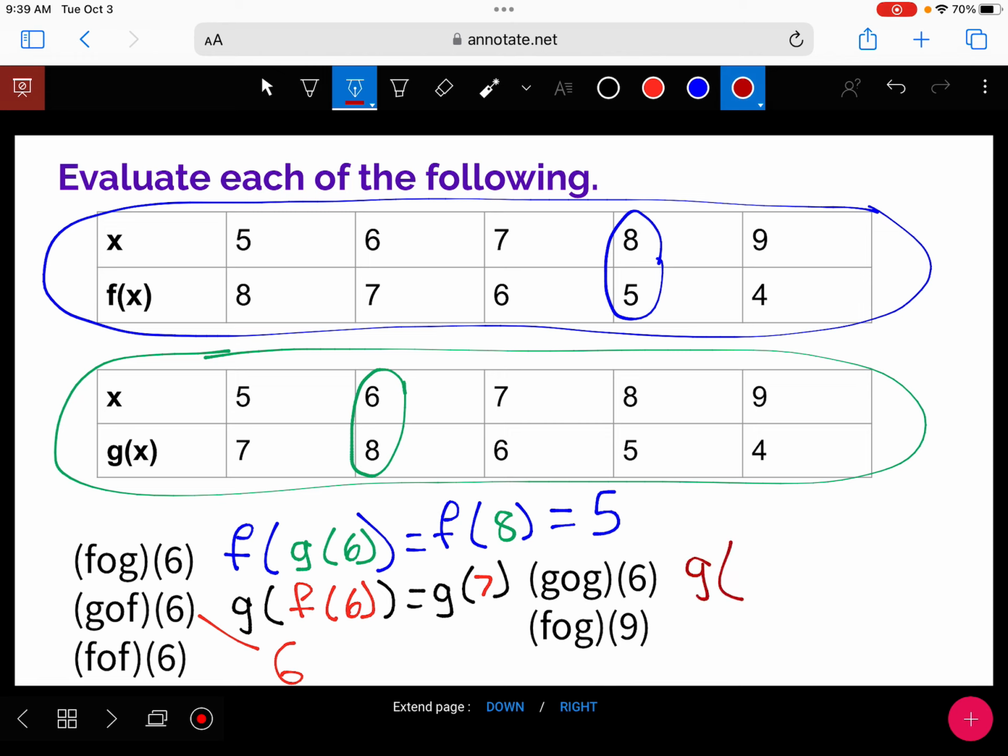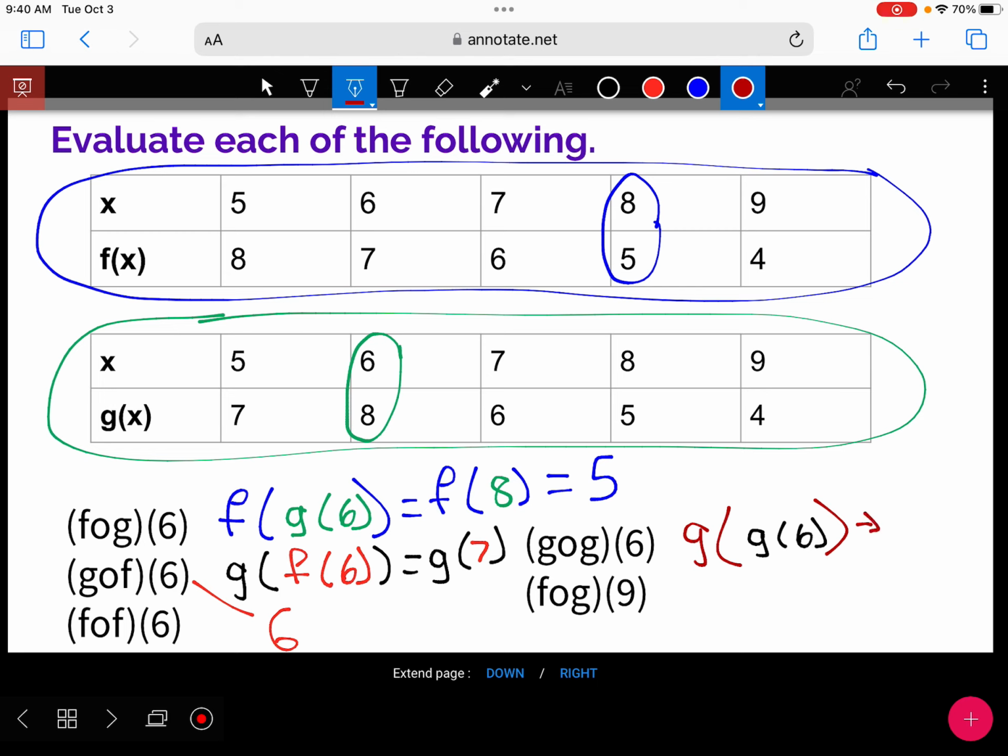So g of 6. What is g of 6? 8. So g of 8 is 5. Okay? Because our g of 6 gave us 8. That was this guy. And then g of 8 gave us 5. That was this guy. Okay? So the table looks super complicated, but it's just match them up. Inputs to outputs. Okay?